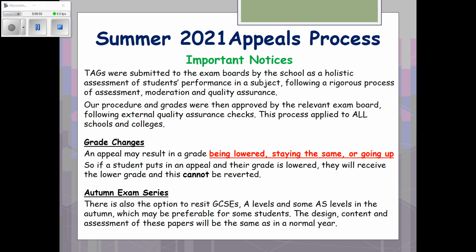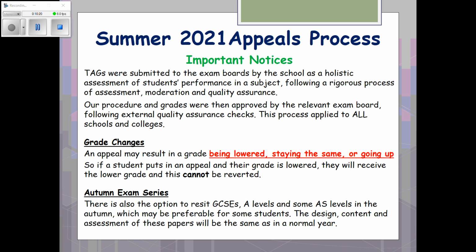Because an appeal may actually result in that TAG grade that you've been given being lowered, staying the same, or going up. So if a student puts in an appeal and their grade is lowered, then they'll receive that lower grade and it can't be reverted. So we do need to really stress how important it is to take into consideration all the points raised here.